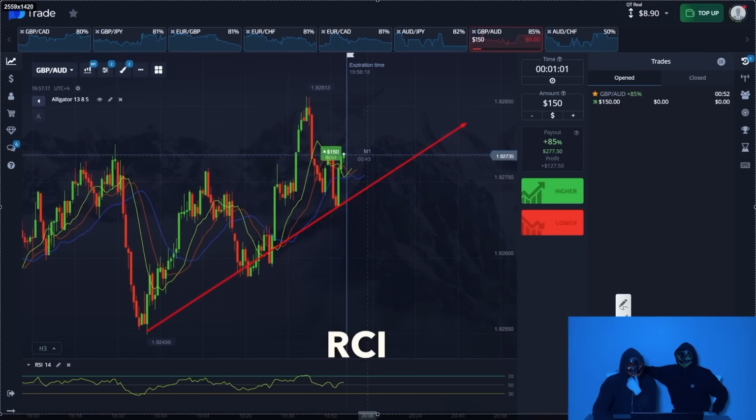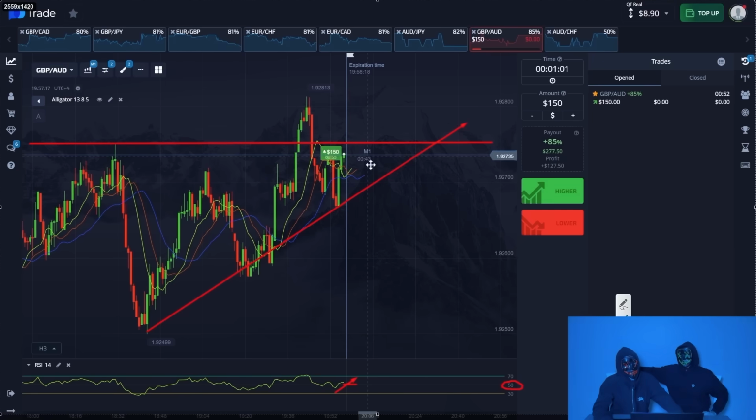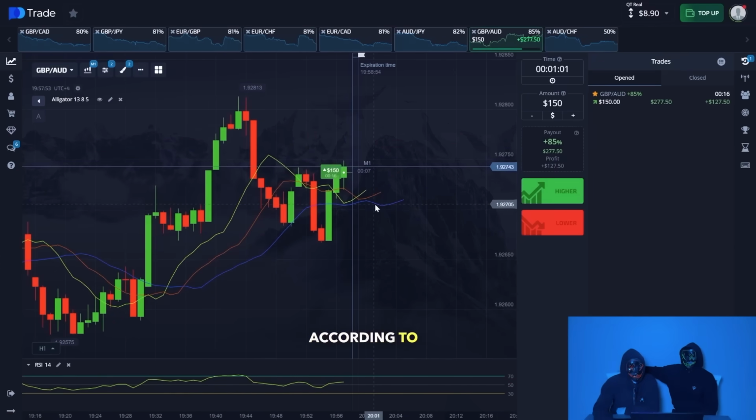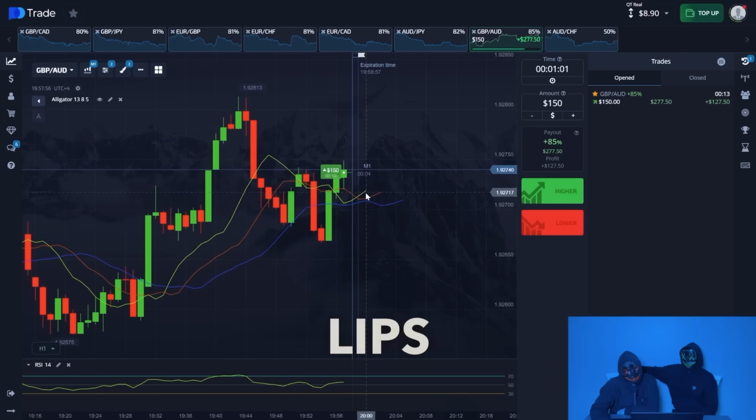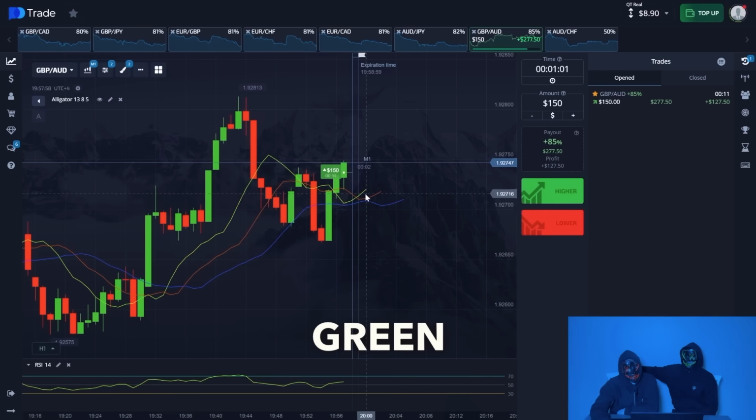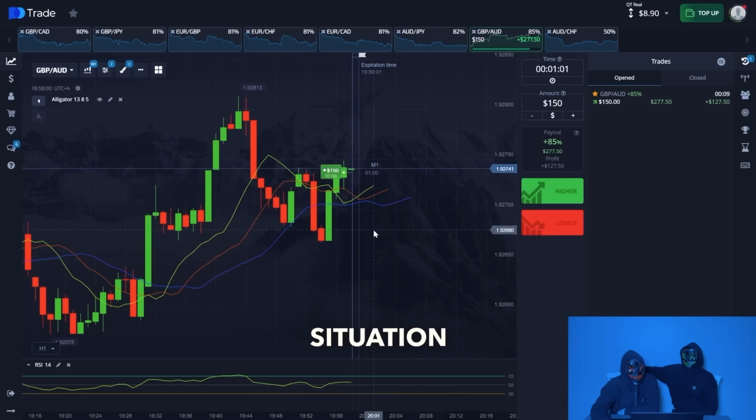We have the RCI indicator. It shows us the market volatility. Look, the market volatility is 50% right now. It broke this barrier and went up. Then we have a resistance area according to the alligator indicator. It's successfully moving up. We see a triangle pattern also. According to the alligator indicator, we've got lips, teeth, and a jaw opening. Green, red, blue, very risky situation, but wow.